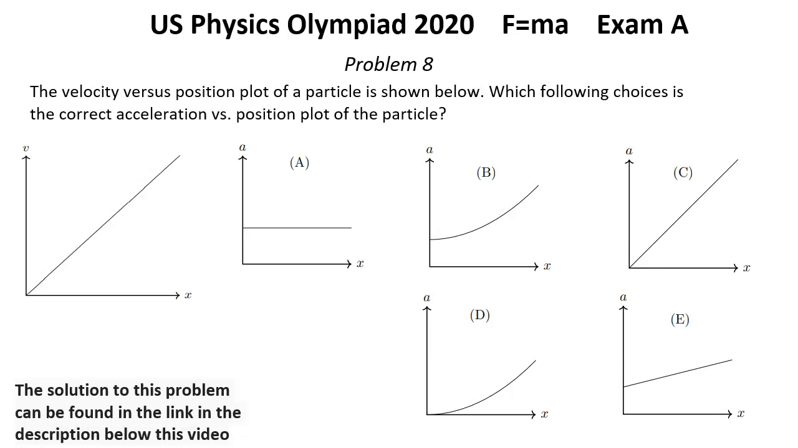The equation for this graph, velocity versus position, is v equals cx, where c is a constant. Let's take the first derivative of both parts. That will be acceleration a equals cv, but v equals cx. It means that acceleration equals c squared x, and this is exactly a linear dependency, which is graph C. So that was the answer for problem number 8, graph C, and that was the solution for this problem number 8.